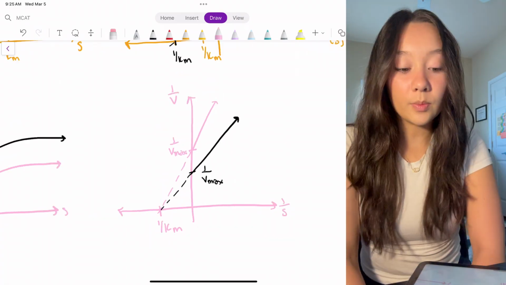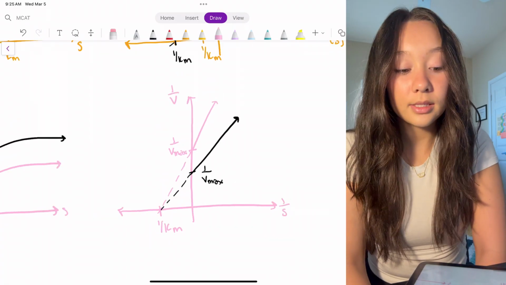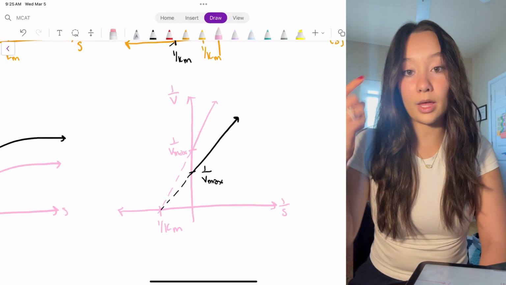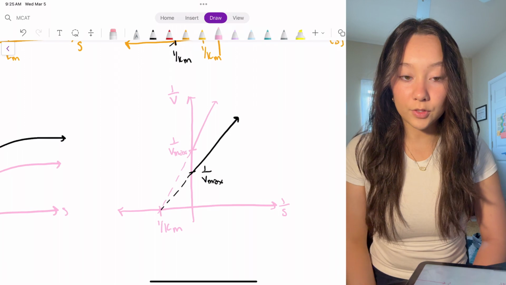So because in the inhibited version Vmax is less, that means the fraction is actually going to be bigger, so it's going to be above that other one. So important to remember that inverse relationship.